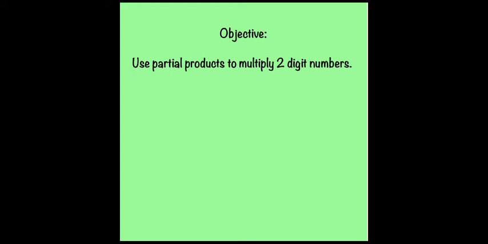McPhail. Here's today's objective. Use partial products to multiply two-digit numbers.